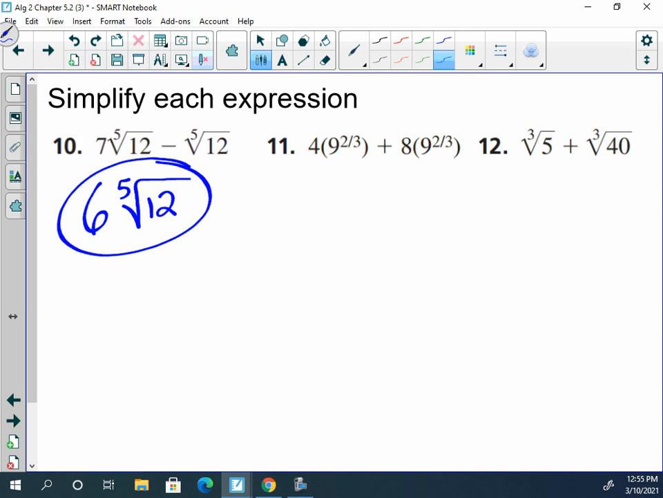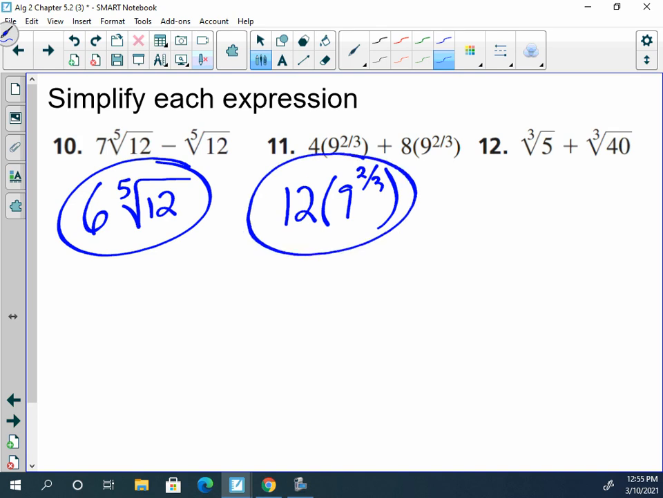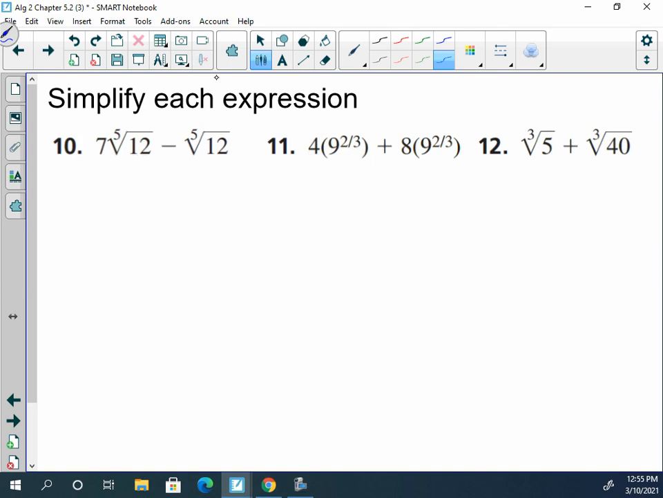How about problem number 11? What did we get? 9 to the 2/3. And that's it there. I mean, we could simplify 9 to the 2/3 a little bit, but we'll leave it as this here. So any questions on any of this here so far? Okay, well, let's look at the last one here.